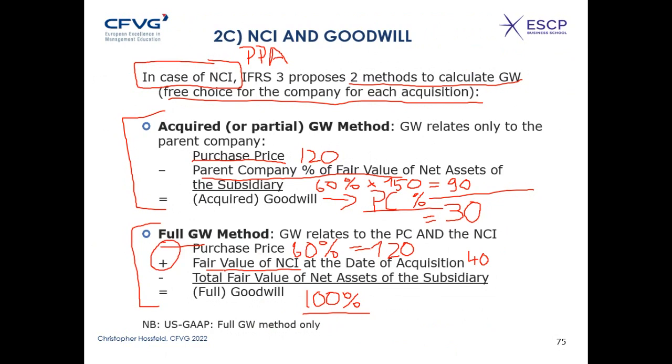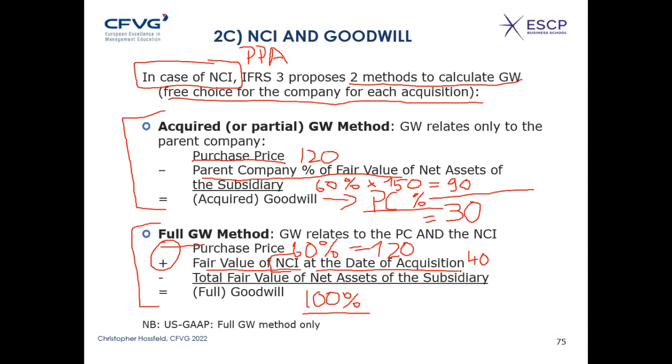Hypothetical because, remember, the NCI are not doing a transaction. The NCI people are not moving. I held 40% before the deal. Now the other 60%, there's a movement, but I'm still holding 40% after. I didn't purchase anything. I didn't sell anything. It's just I remain at 40%. That means I need to estimate the value of those 40%. What is the value of those 40% at the date of acquisition? It's like a hypothetical purchase price that people would have paid if they had purchased 40% at the date of acquisition, which actually they didn't.